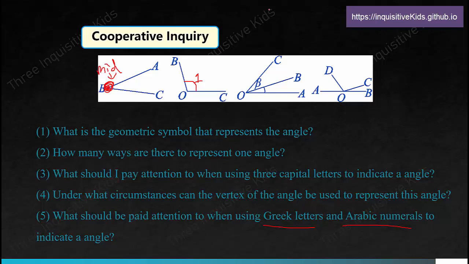Oh, okay, one more thing. So you see how over here there's BOC? Another way to represent it could be called angle O. Angle O, the O is the letter of the vertex of the angle. So it's called angle O. But here's the catch. Under what circumstances can the vertex of the angle be used to represent this angle? You can only use this way when there's only one angle coming out from one vertex.